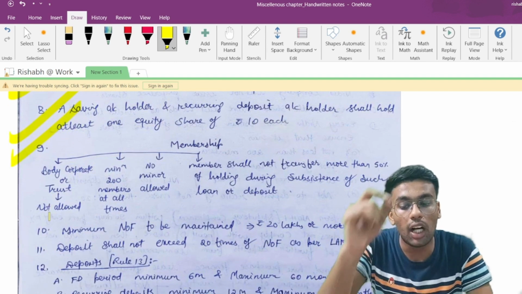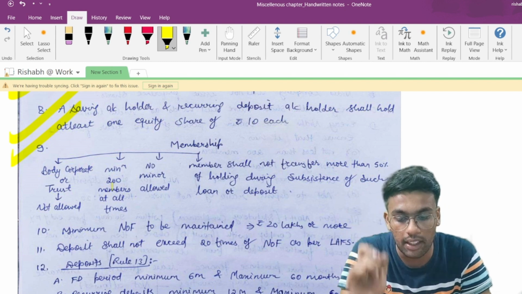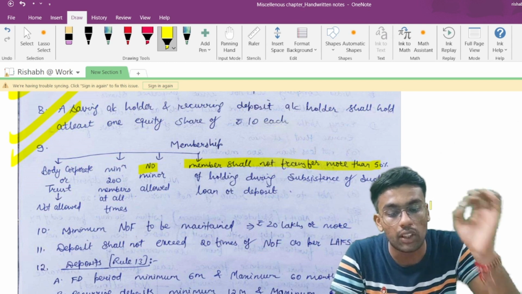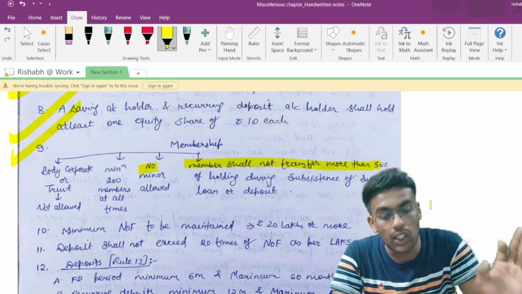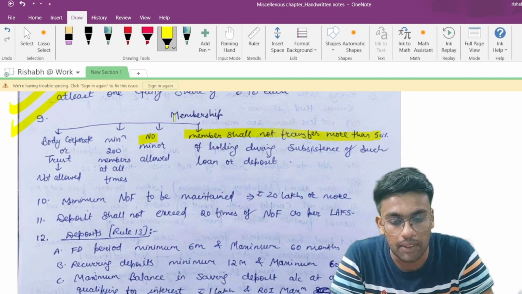Membership, body corporate or trust not allowed. Minimum 200 members at all times are required. No minor is allowed. Members shall not transfer more than 50% of holding during the subsistence of such loan or deposit. That means they cannot transfer more than 50% of their holding. So these are with respect to membership provisions.